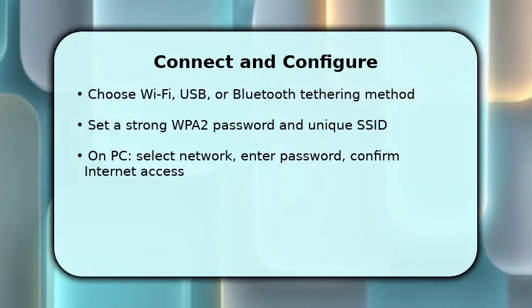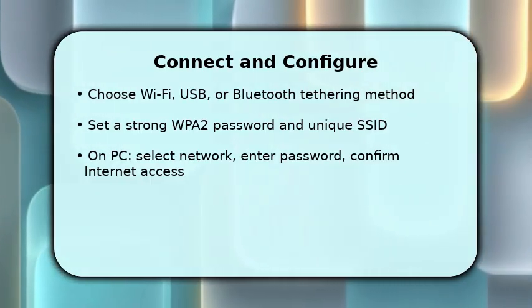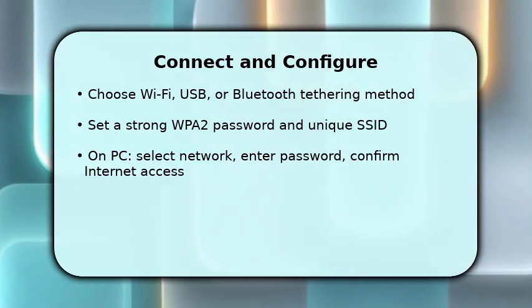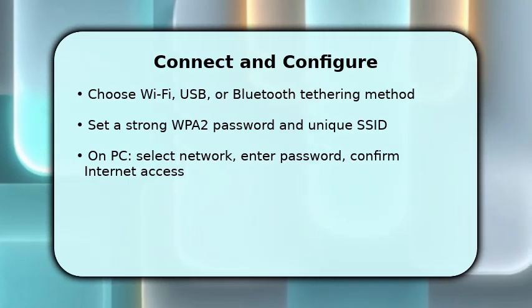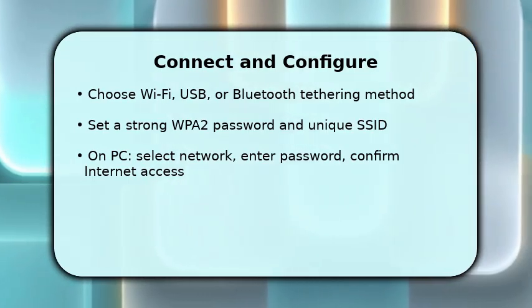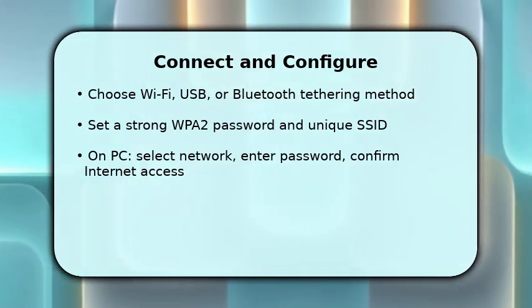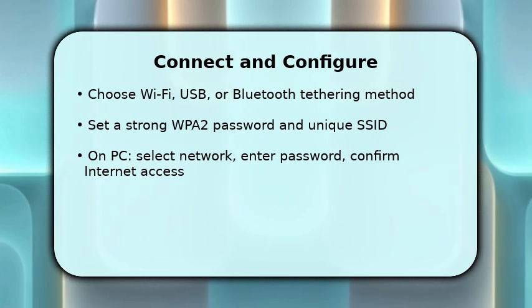On your computer, select the phone's SSID from the Wi-Fi list or plug in the USB and accept any prompts. Drivers may install automatically. Once connected, check the browser or system tray for internet access, and disable automatic hotspot sleep if you need persistent connectivity.